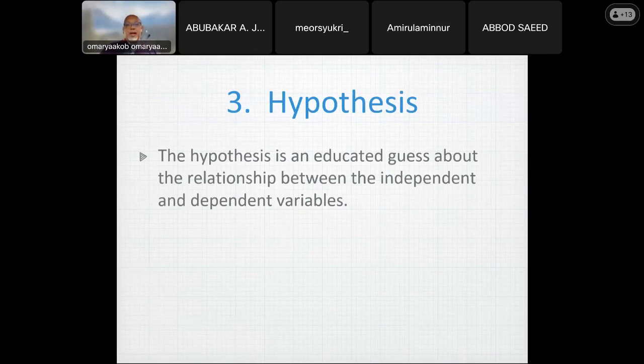Hypothesis is an educated guess about the relationship between independent and dependent variables. So when you do research, you must know what is meant by independent variable and dependent variable. Anybody want to say what is meant by dependent variable and independent variable?